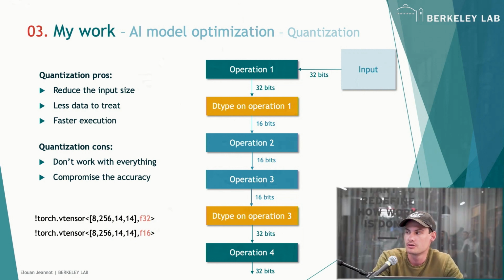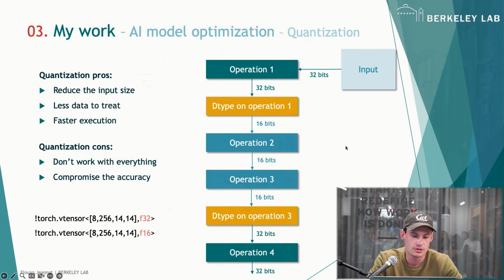So like in the diagram just after, just on the right, we have the operation 2 and the operation 3 in 16 bits, but the general input is in 32 bits, and the objective is to reduce the size of this one. Like that, we will have less data to treat, and if we have less data to treat, we'll also have a faster execution. But we need to be careful, because the quantization can compromise the accuracy of the program. Like if we have less data to treat, sometimes it can be a problem. And it also sometimes doesn't work with some specific operations, but I will explain that after.